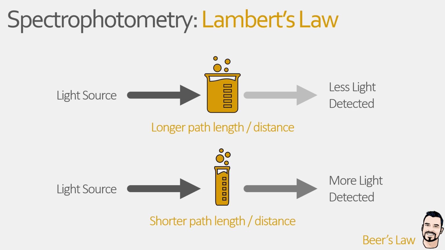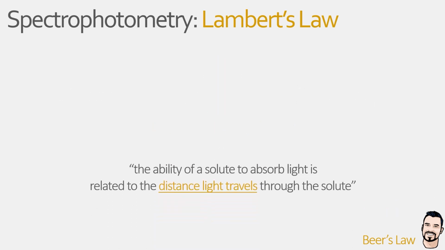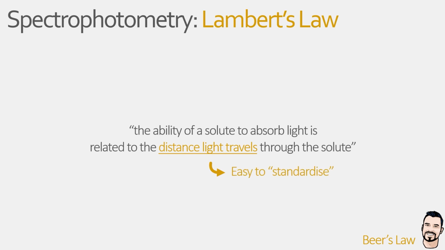Now, when it comes to practical spectrophotometry and Lambert's law in particular, the distance the light travels can be standardized in a relatively simple and efficient way by placing the solution we want to test in specialized square tubes which have a set length, the most common being 1 centimeter.